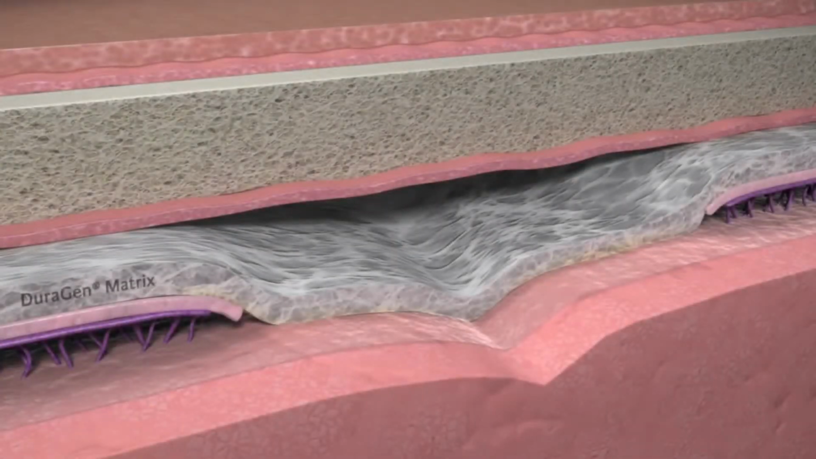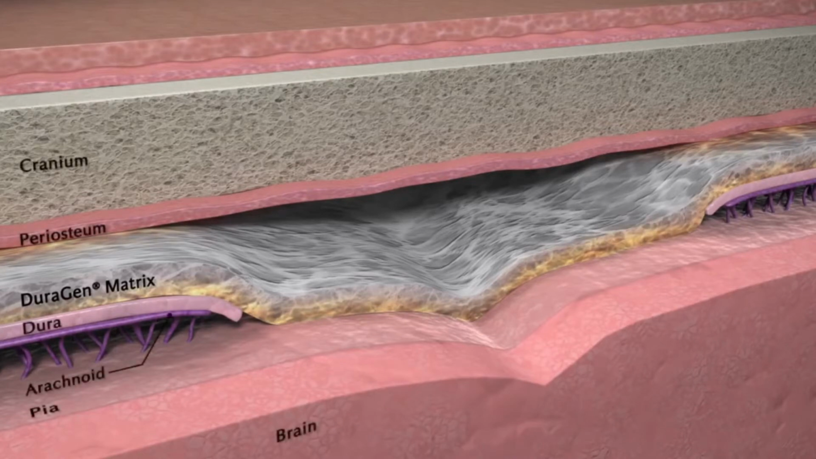The DuraGen matrix is highly porous, rapidly absorbing fluids in situ, creating a natural environment for cells. As it gently conforms to fill spaces, the matrix becomes an effective layer between the brain and the overlying cranium and tissue layers, which begins to become integrated after the matrix is positioned and hydrated. As with any technique for dural repair, a fibrin clot forms to seal the dura.